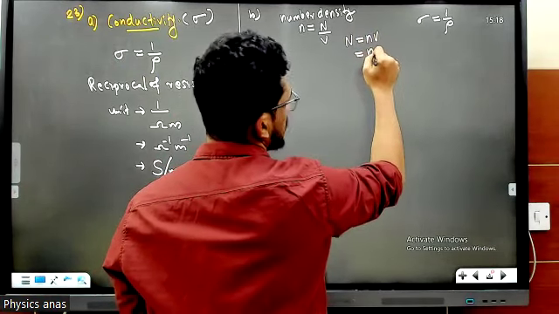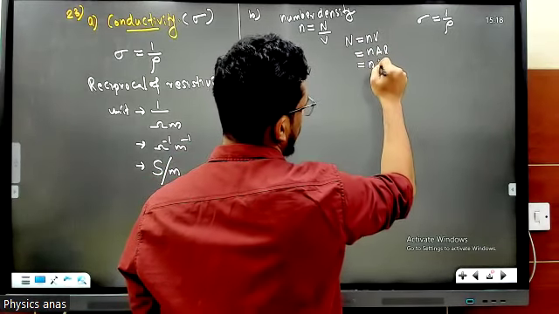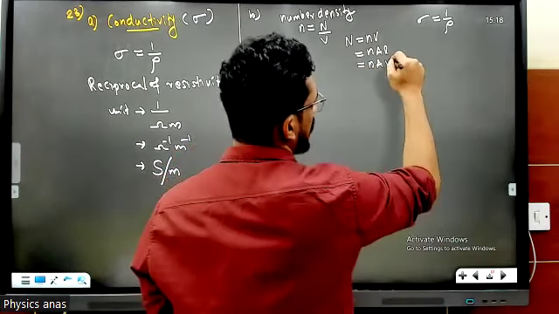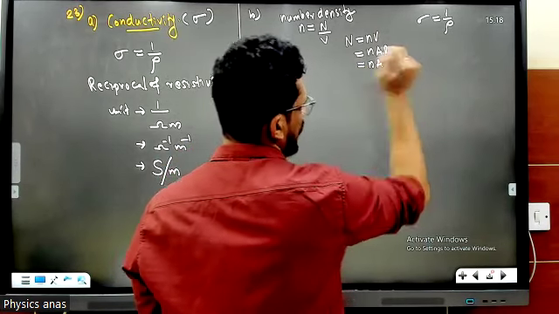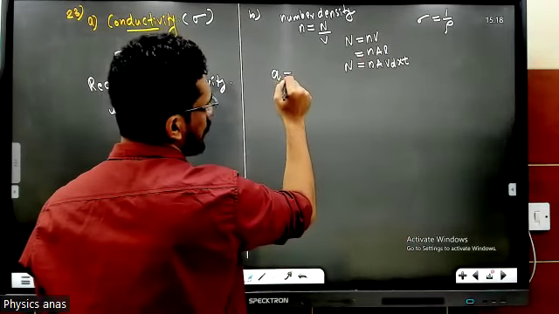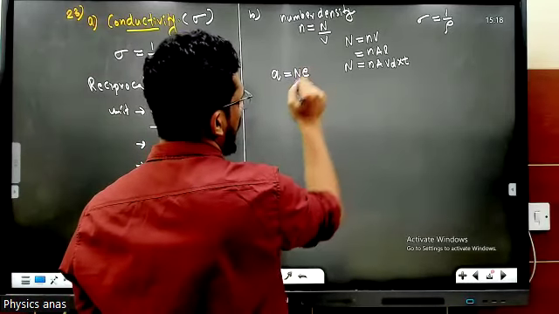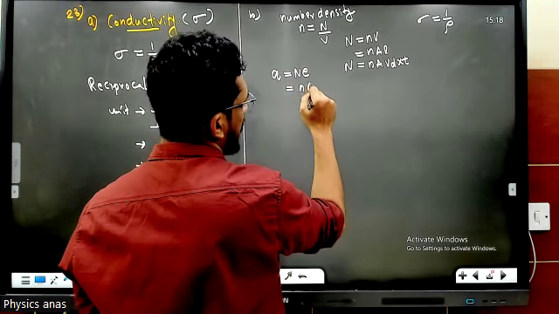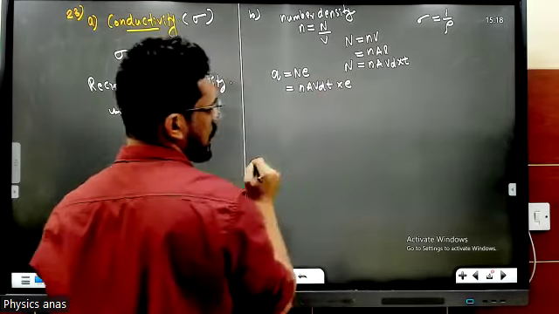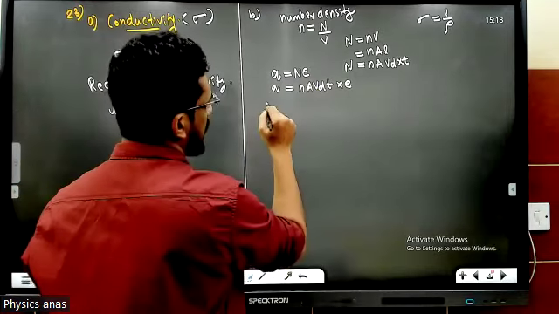What is V? V is the volume. Volume will be area into length. Length will be equal to drift velocity into time. And what is charge? Q is N times e, so Q is n A v_d t into e. That's Q. Then what is current I?